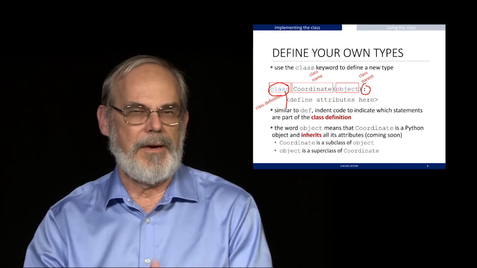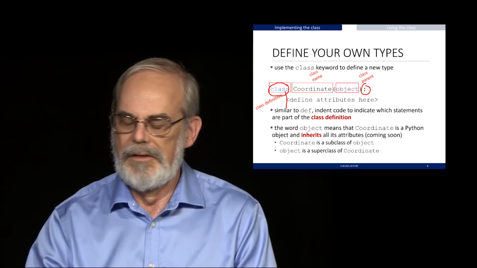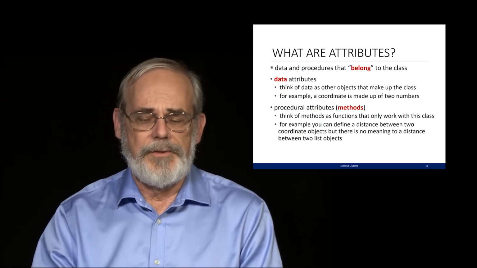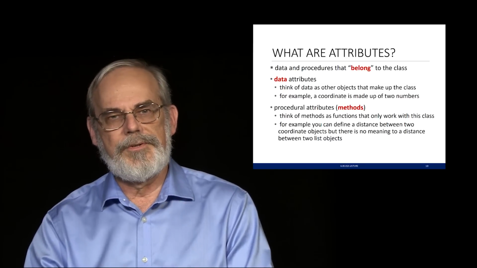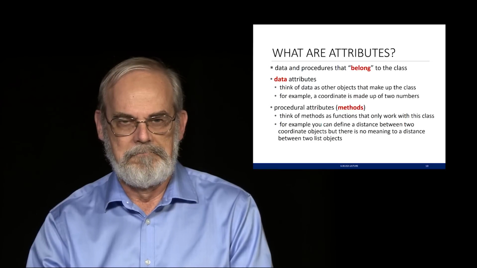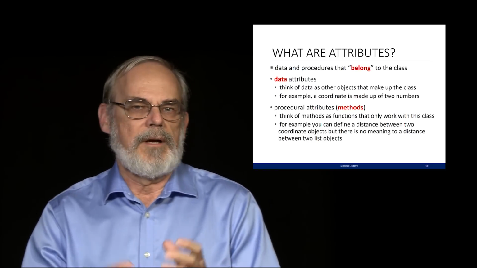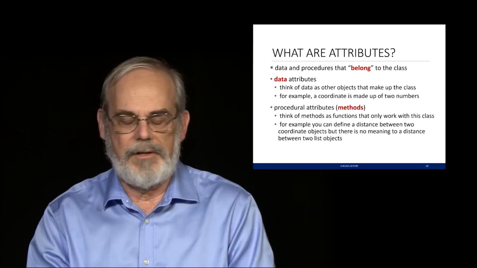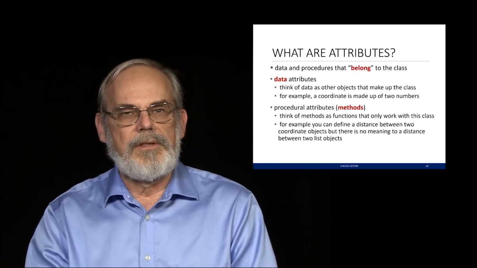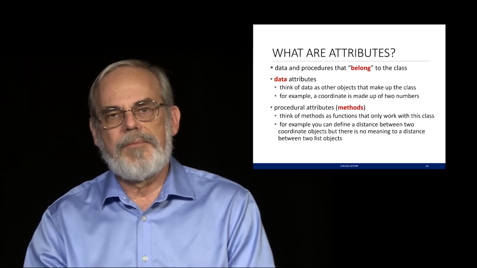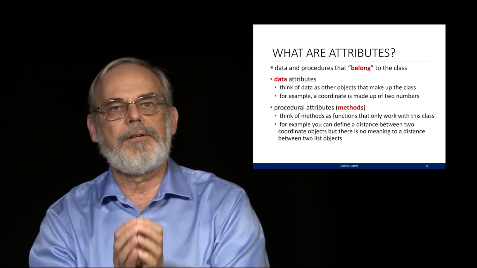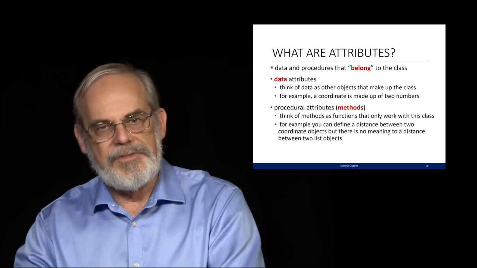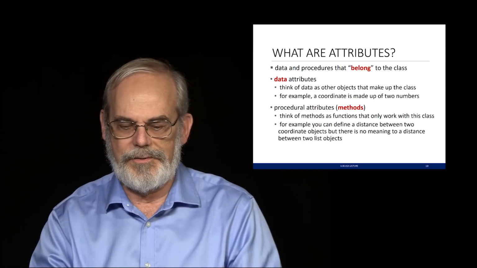Now I have to get into how do I actually put attributes inside of that class definition. So first of all, what are the attributes? Well, they're going to be data and procedures that belong to this class. If I take my example of a coordinate, it's got an x and a y value. So I'm going to have some data attributes that are the x and y values that are associated with a coordinate. What I'm going to do is think about those data attributes as other objects that make up the class. Things that get inherently glued together and can be treated as a unit. A point in the plane is a unit. Happens to have pieces in it, but I want to have that class capture those things together.